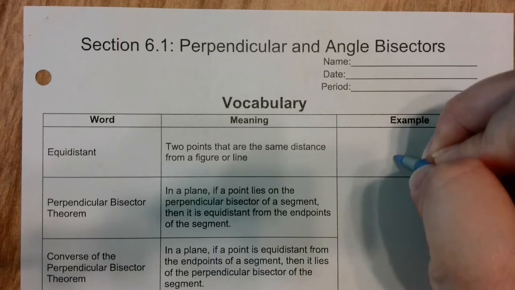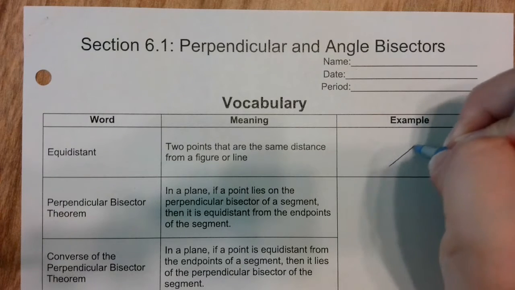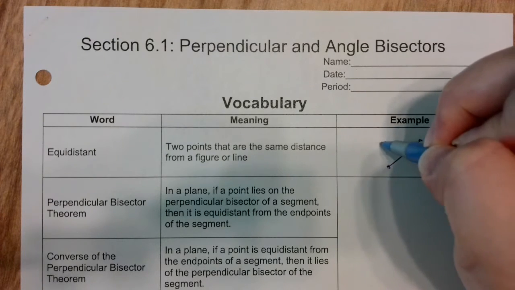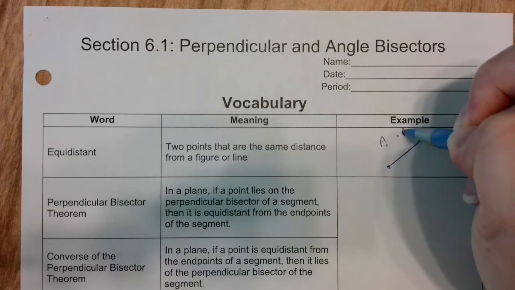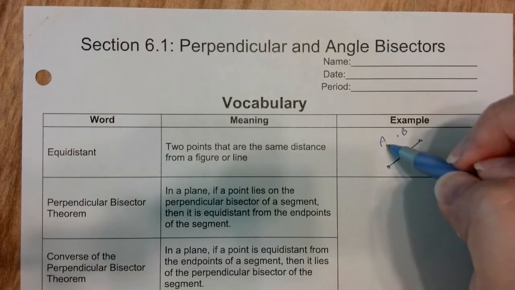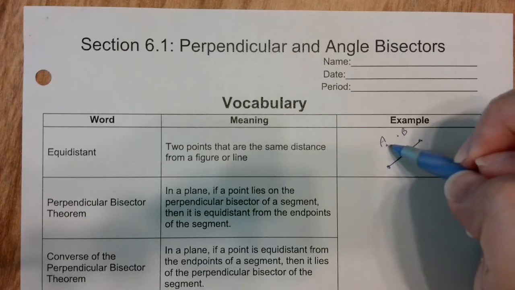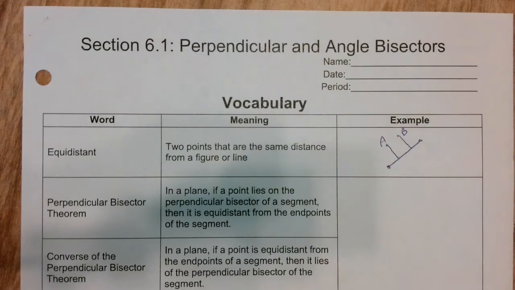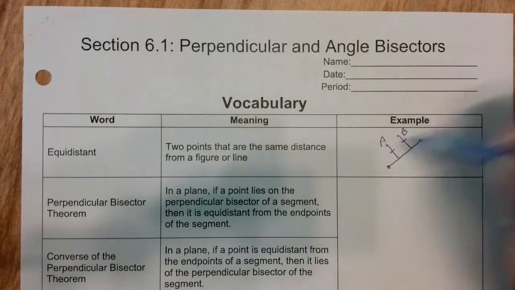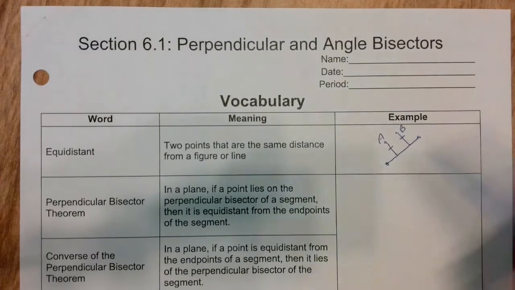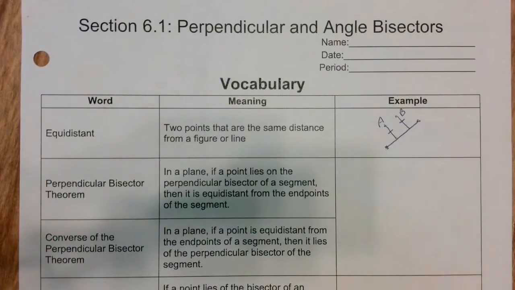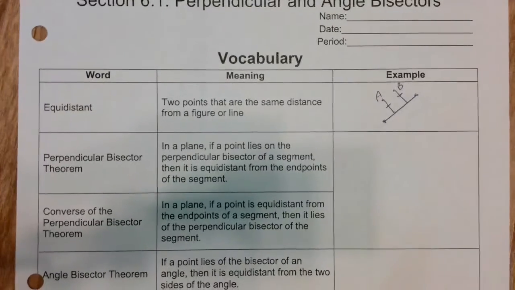So for example, let's say we had a line, and we had point A, and we had point B. They would be equidistant to the line if this distance and this distance were the same or were congruent. So equidistant is equal distant. It's what it is, the word breakdown.